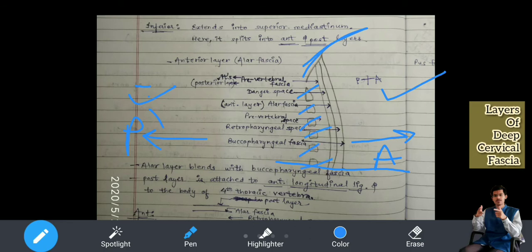If you see the posterior most layer, I'll show it to you in yellow color. I have labeled this here. First, I will highlight this. I have written posterior layer of the pretracheal fascia. Are you getting it? Prevertebral, I'm sorry, prevertebral. Please pardon me.